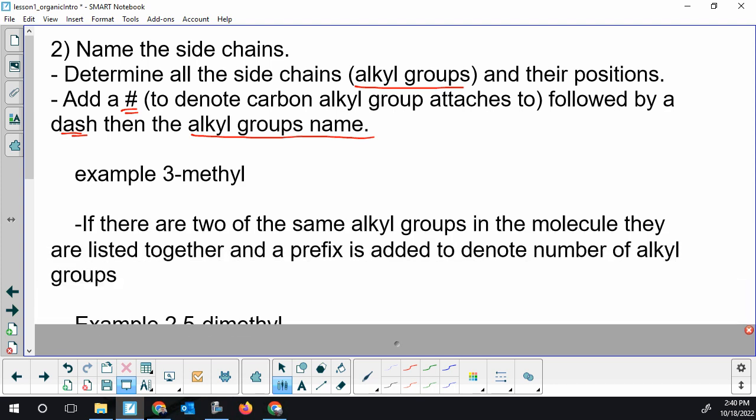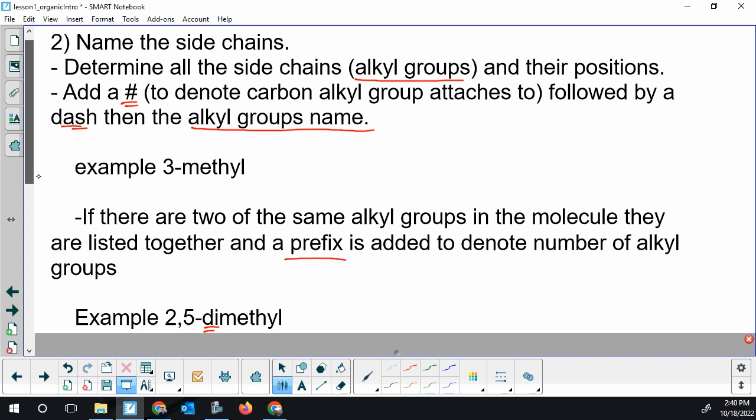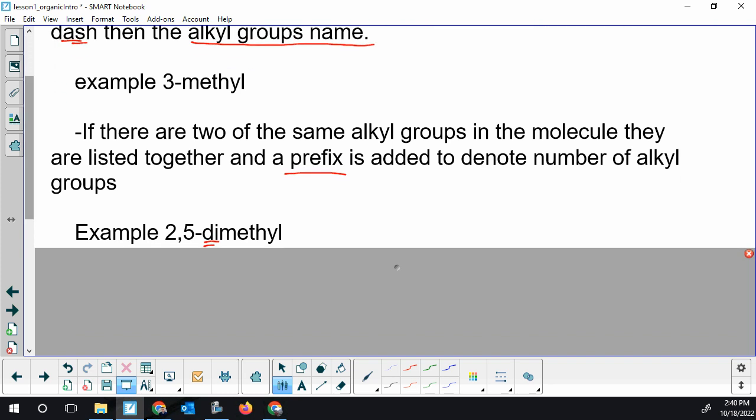So second possibility. Okay. There are 2 of the same alkyl groups in the molecule. It doesn't matter whether they're off the same carbon. Just somewhere in the molecule are 2 propyls or 2 methyls. Okay. You're going to name them together. You're going to use a prefix. So when there are 2 of them, we see that di prefix. If there were 3 of them, we'd see tri.